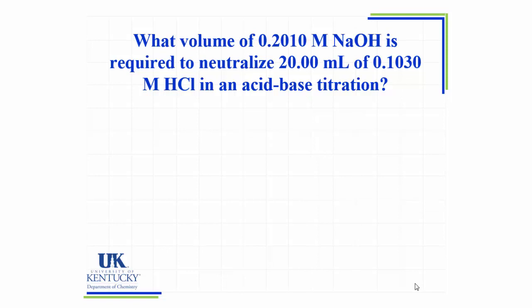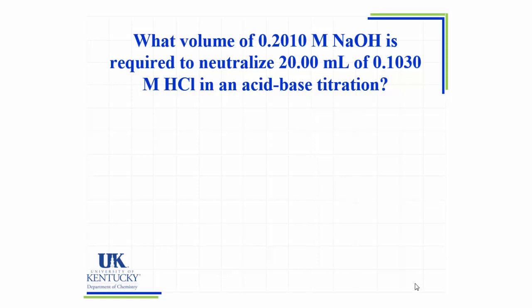So this question asks, what volume of 0.2010 molar NaOH is required to neutralize, and that just means get to the equivalence point, 20 milliliters of 0.1030 molar HCl in an acid-base titration?